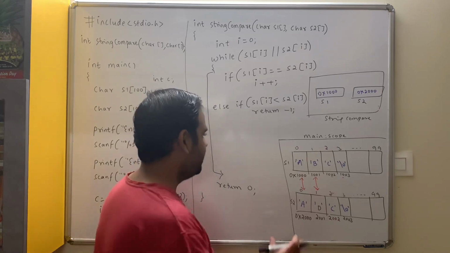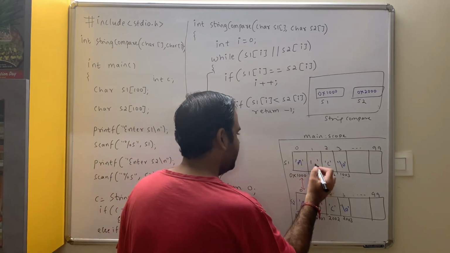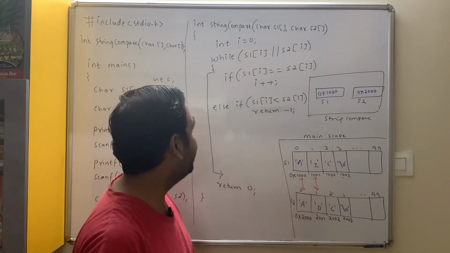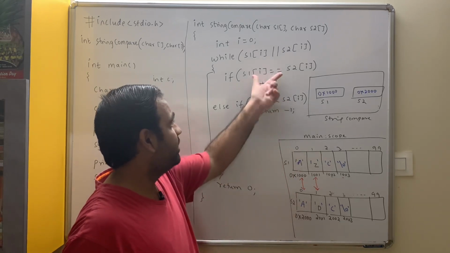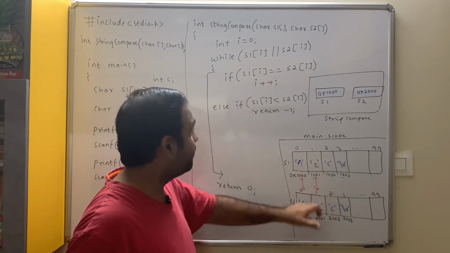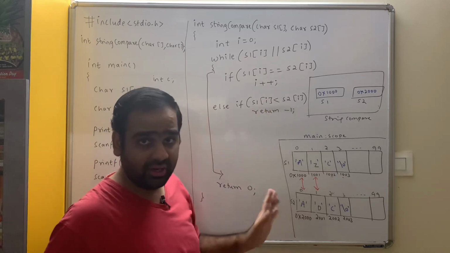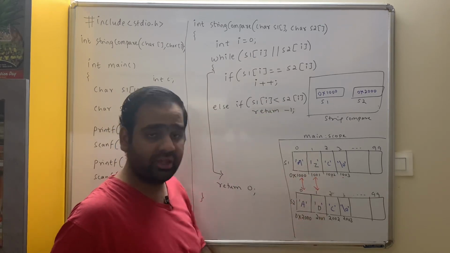Now let's take the other case. Now let me take this character as Z. Again you compare. Is A equal to A? Yes, you say I plus plus. Is Z equal to D? No. Is Z less than D? No, because the ASCII value of Z is 90, D is 68.